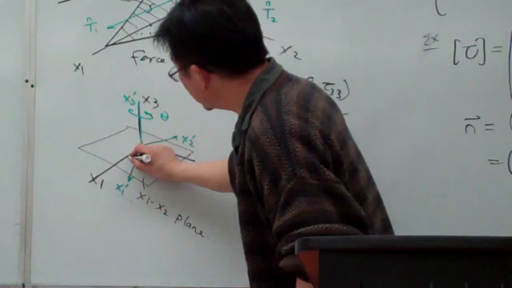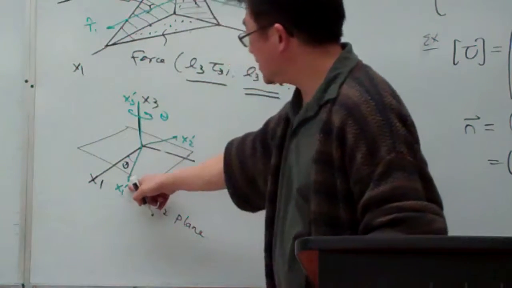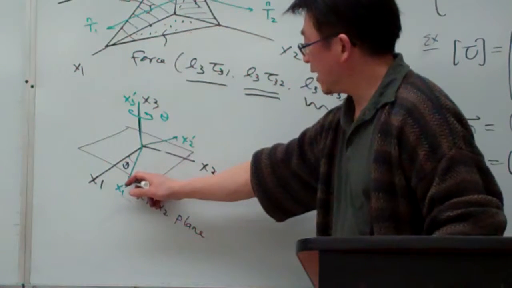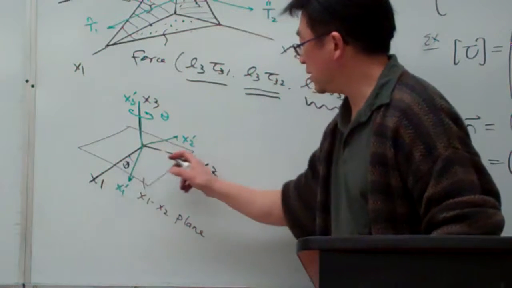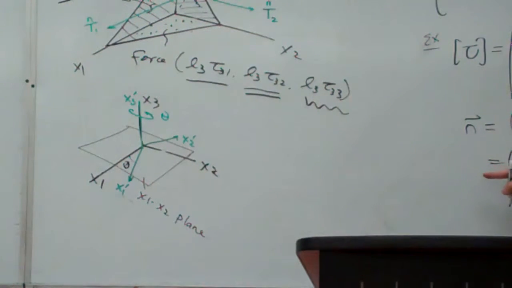x1 prime, this is the angle theta. x1 prime has the coordinates in terms of the old coordinate system, that is cosine theta, sine theta, 0, in z. So that is, I think, your question here.